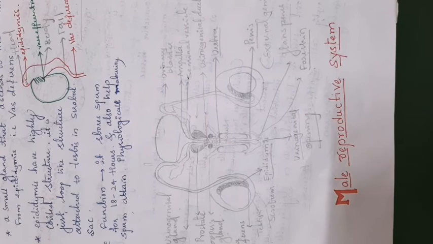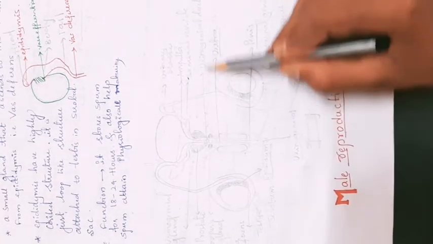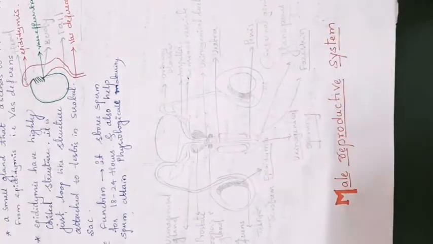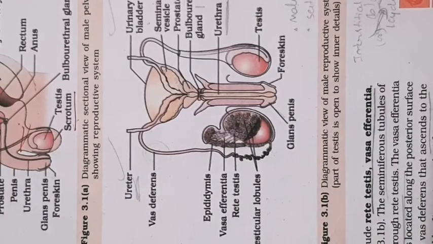Okay, small circular glands are present beneath the penis, those are called Cowper's glands or bulbourethral glands. This is the structure of the male reproductive system. Okay, please practice this diagram. This will come in your examination for 5 marks. This is a very important diagram. You can see it in your NCERT book also.